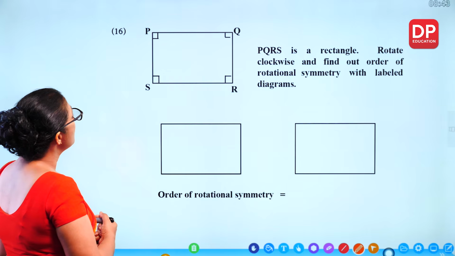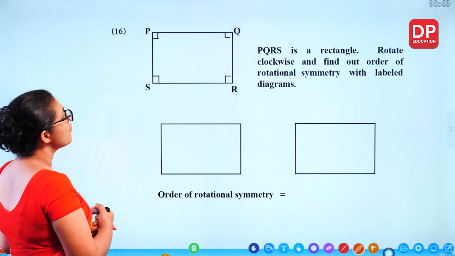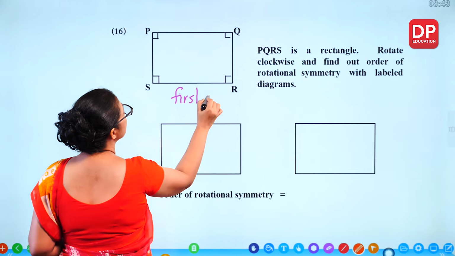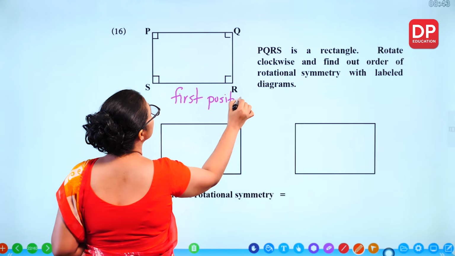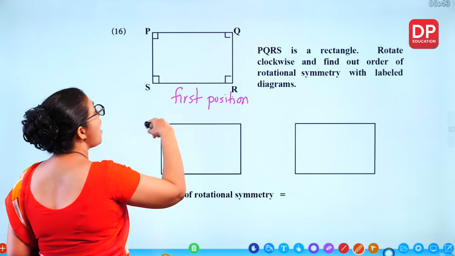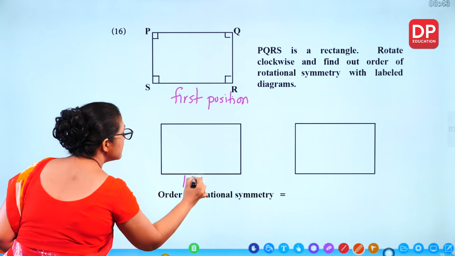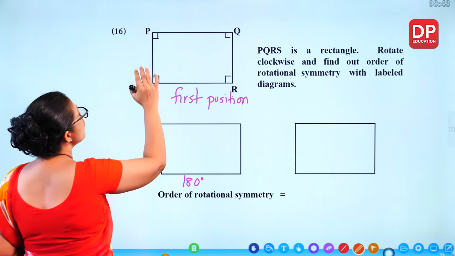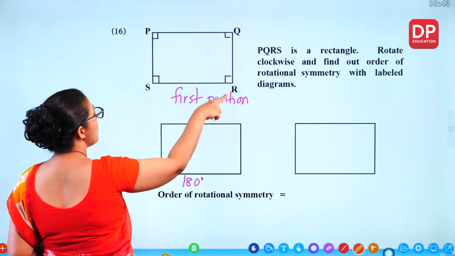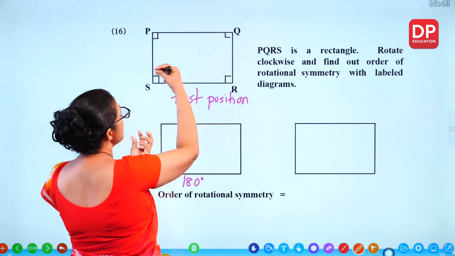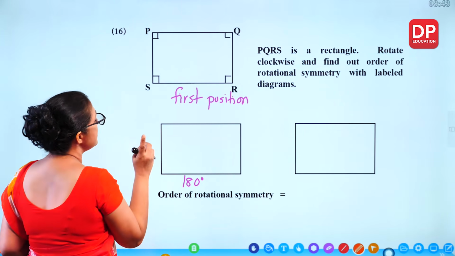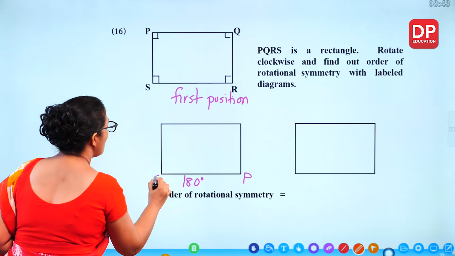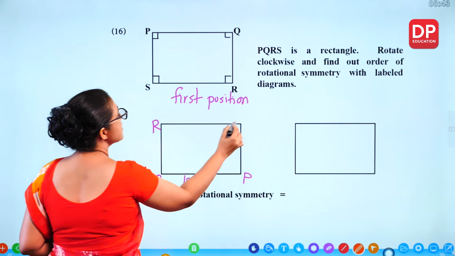PQRS is a rectangle. Find the order of rotational symmetry. So this is the first position. When you rotate 180 degrees, you get this one upside down. So PQRS, this is clockwise, PQRS this way. Then when you rotate another 180 degrees, you get PQRS this way.